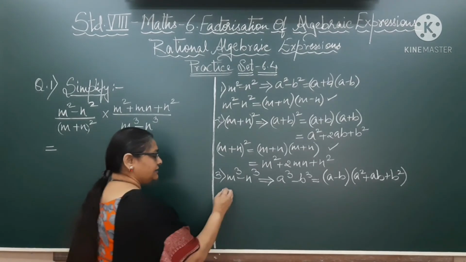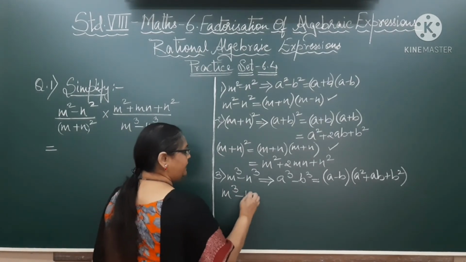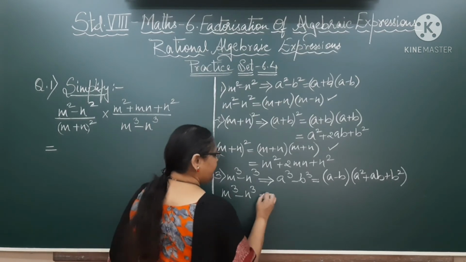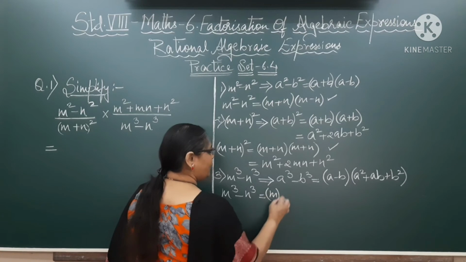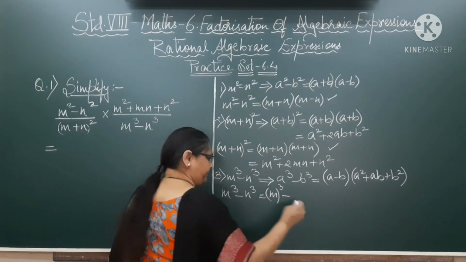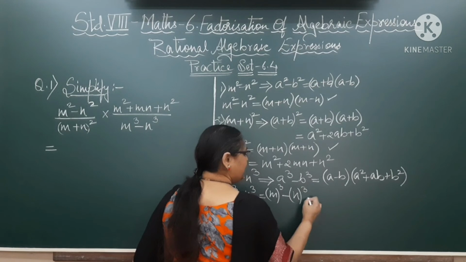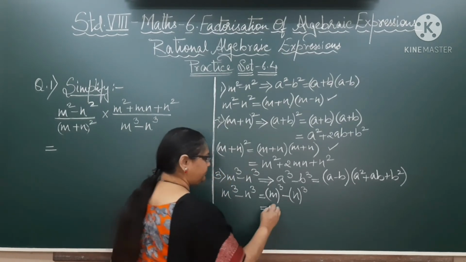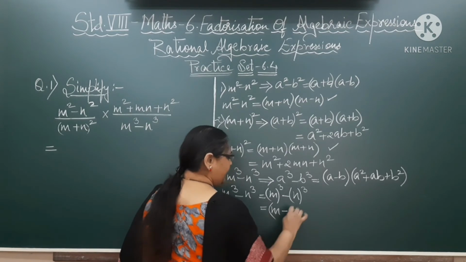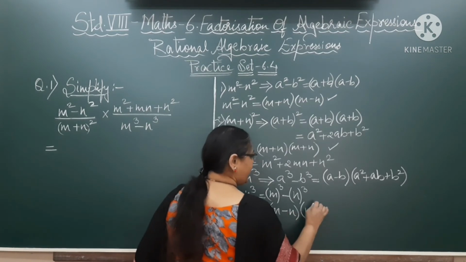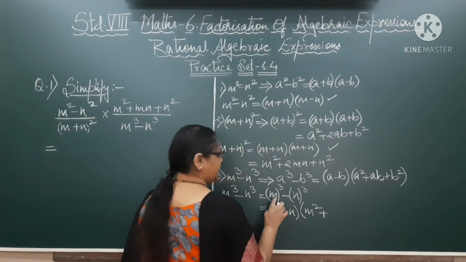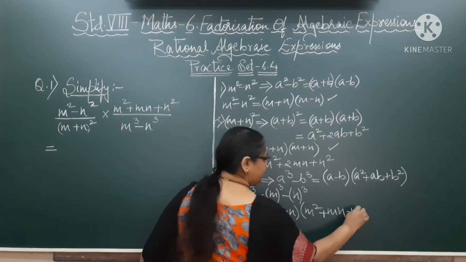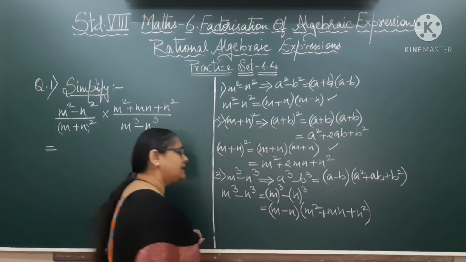So let us use the formula and expand. m cube minus n cube is equal to m the whole cube minus n the whole cube, that is equal to m minus n into m square plus m into n plus n square, right?